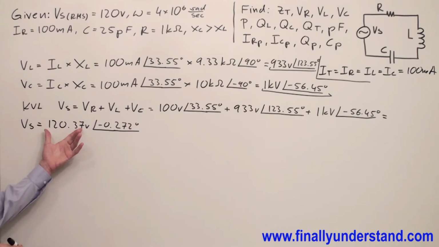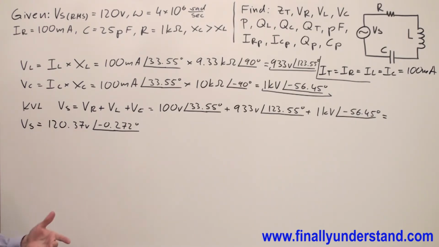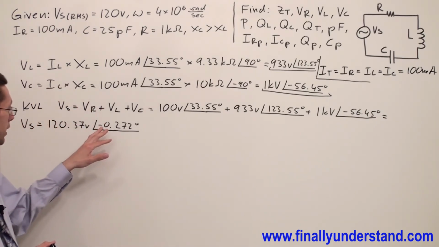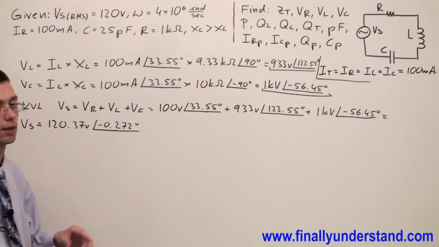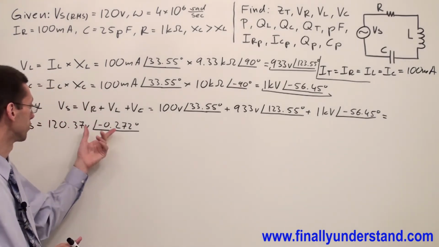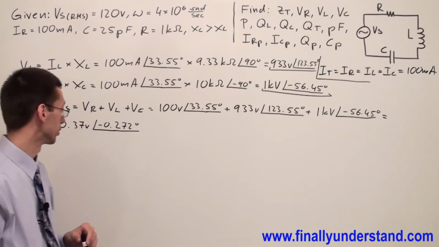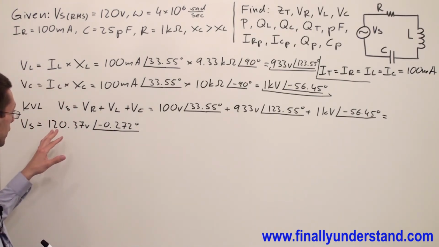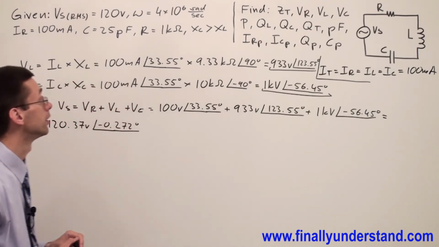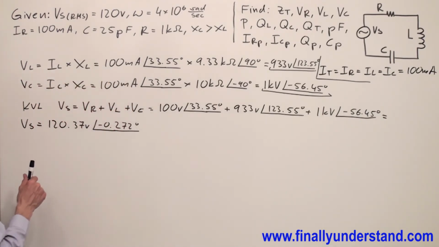So as you can see, the voltage is almost 120 volts like we had at the beginning, and the angle is less than 1 degree. So we can say that we have angle 0 degrees. So it means that our calculations up to this moment are correct. So next I'm going to find the true power in my series circuit.